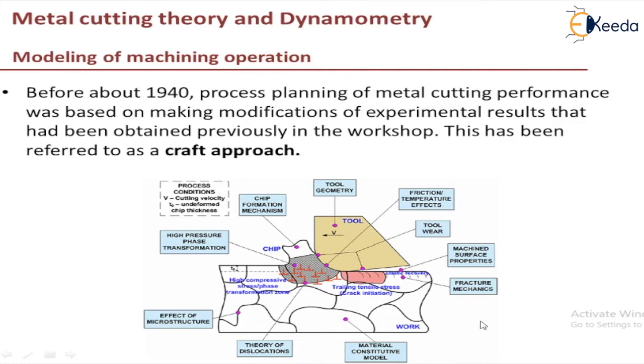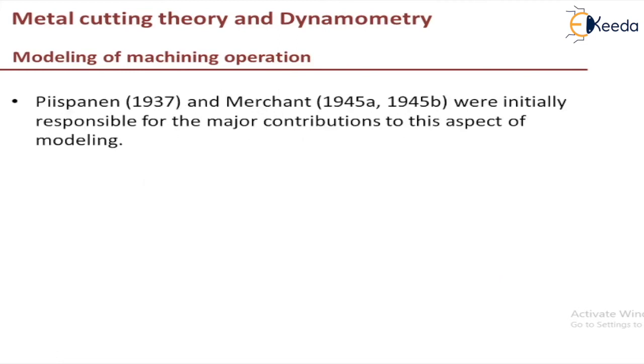So there was essentially no attempt to relate performance to the details of mechanics, such as stress, strain rate, localized microfracture, and temperature of the chip. So the details of mechanics were neglected in the experimental results. So that is what modeling does for you. It takes account of every detail of the cutting and then does the modeling. So Pisman and Merchant were initially responsible for the major contribution to this aspect of modeling.